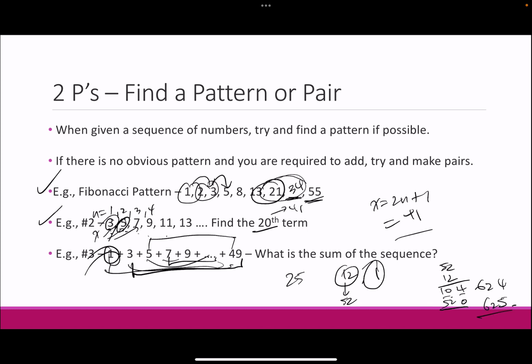Okay, so it's very nice to be able to add these in pairs and then just multiply them out in like 10 seconds instead of adding every single one together. Okay?